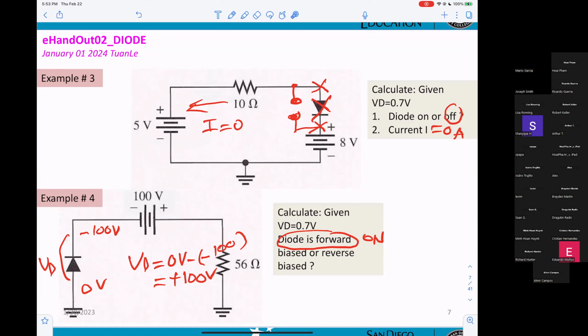Can I also say that 0 volts on the number line is greater than minus 100? So since 0 is on the anode, we know it's more positive than the cathode. Is that correct? Right. That's another way of saying the diode is forward biased. Right. However, make sure it's more than 0.7 volt. Yes, sir.